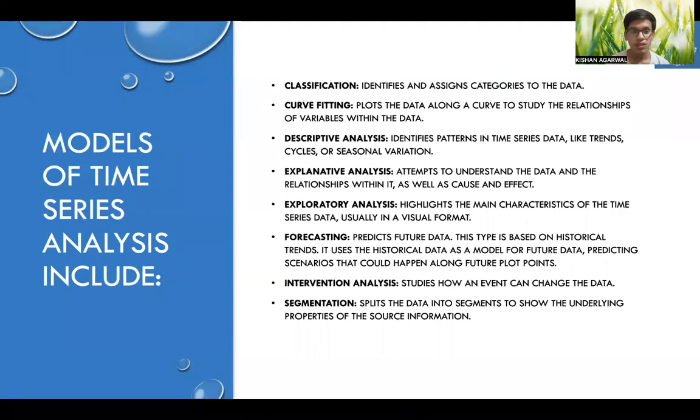Models of time series analysis include classification. Classification is what identifies and assigns categories to the data. So if we want to define particular data in different categories, classification is a must. Curve fitting: what is curve fitting? It plots the data along a curve to study the relationship of variables within the data.